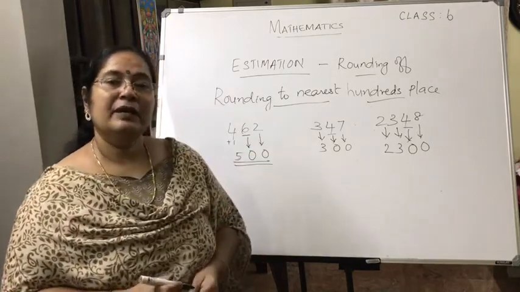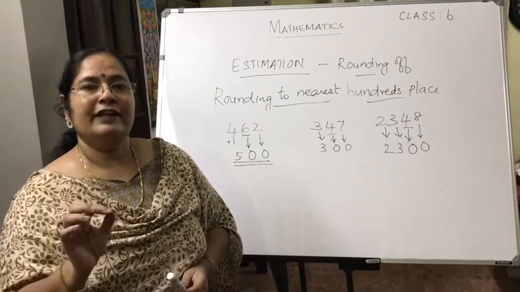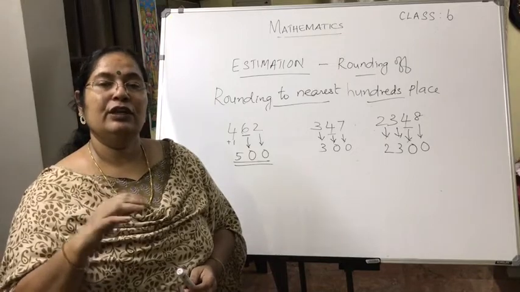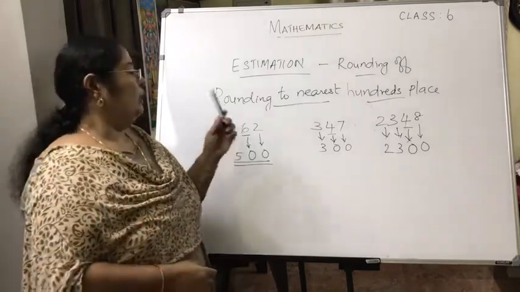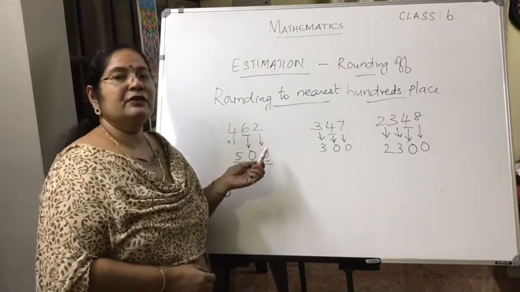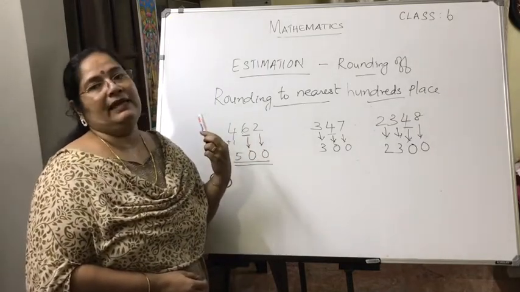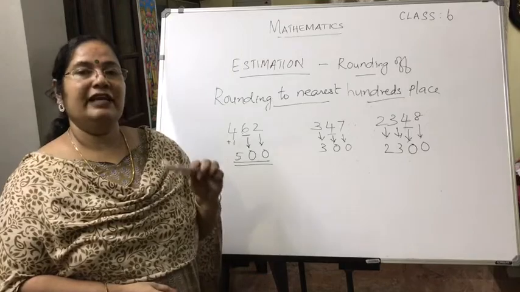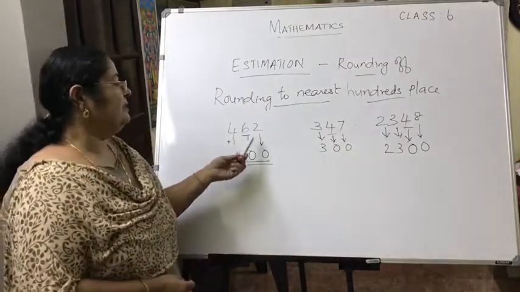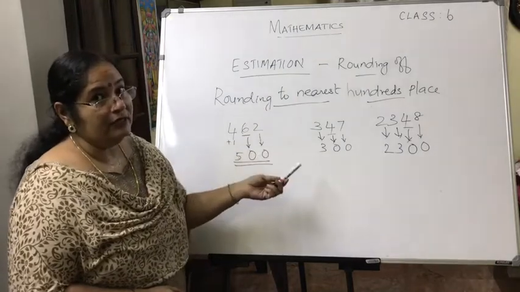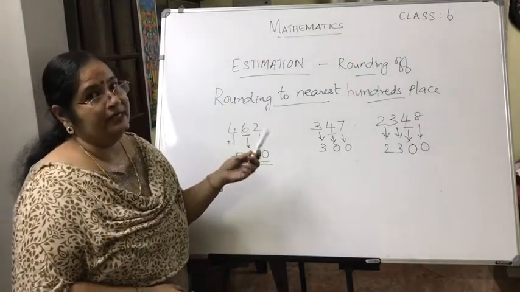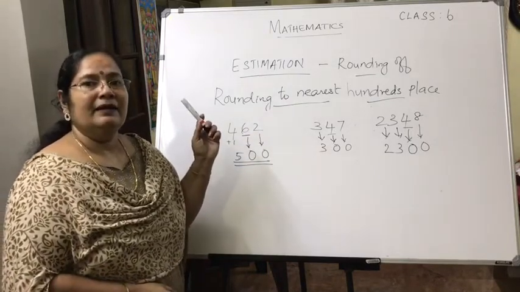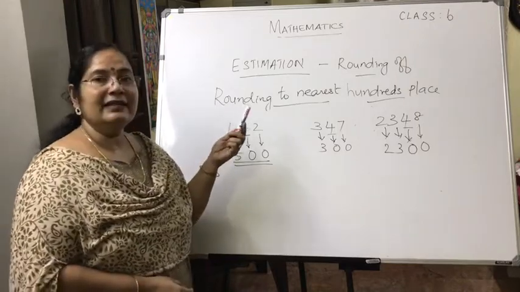So what is the rule here? If you are asked to round a number to the nearest hundreds place, you look for the digit in tens place. If the digit in tens place is 0, 1, 2, 3 or 4, change the digit in ones place to 0, tens place to 0, keeping all the other digits the same. If the tens place digit is in the second group, that is 5, 6, 7, 8 or 9, change the digit in ones place to 0, tens place also to 0 and add 1 to the hundreds place, keeping all the other digits the same. Is it clear?